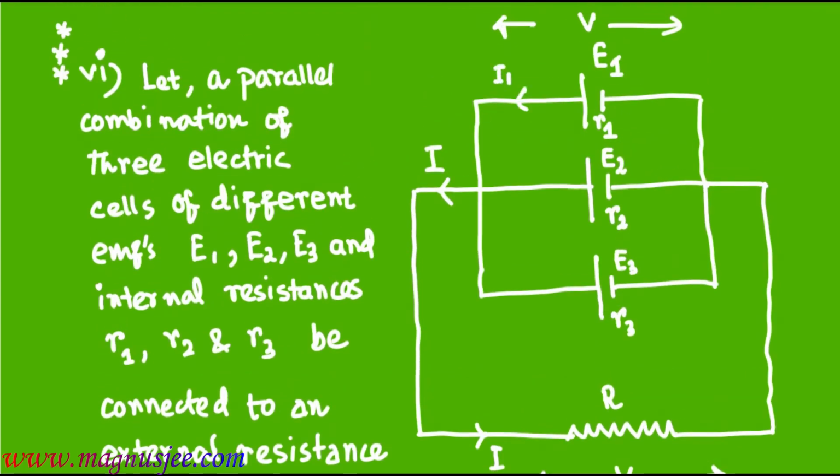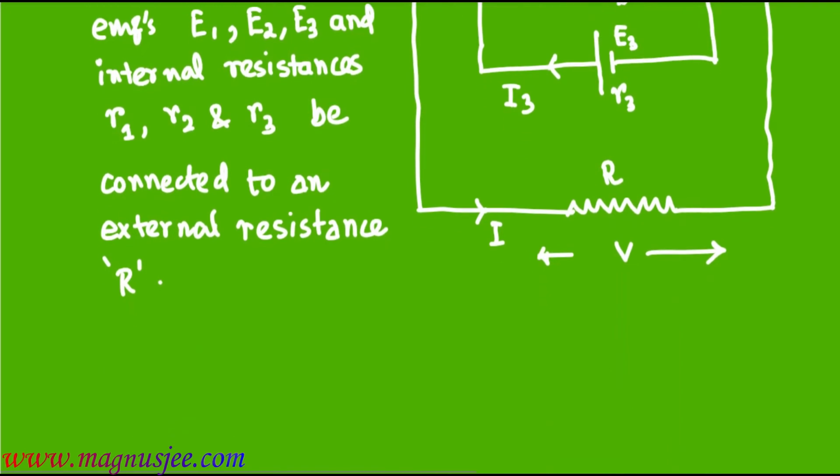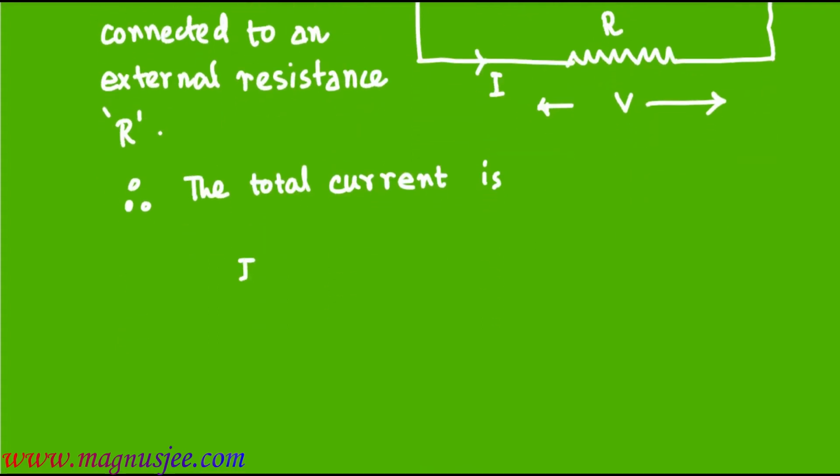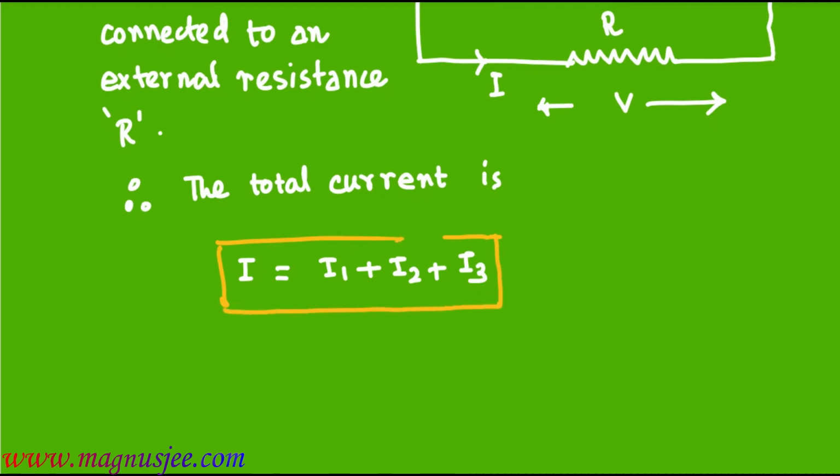So in this case, I1 is the current generated from the cell of EMF E1, I2 is the current generated from the cell of EMF E2, and I3 is the current generated from the third cell. Therefore, the total current generated from the parallel combination of three cells is given by I equals I1 plus I2 plus I3, according to Kirchhoff's current law. This is the total current that is also flowing through the external resistance capital R, and it is the current generated from the parallel combination of three electric cells. And this is equation 1.